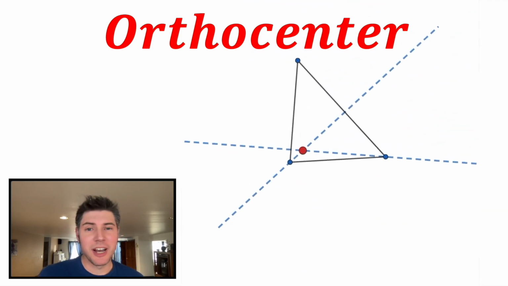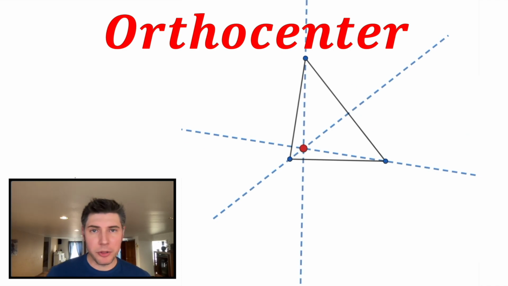Let's rotate one more time and find the third altitude. Notice how all three altitudes intersect at that one point. That point is the orthocenter.